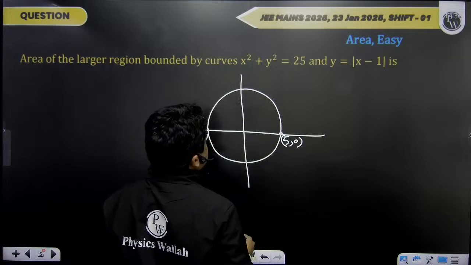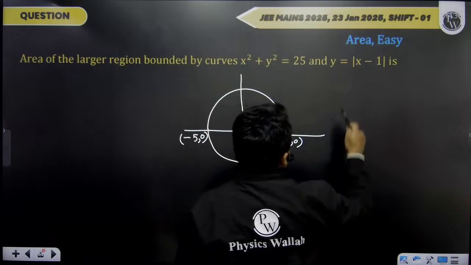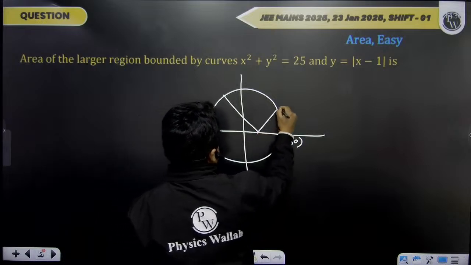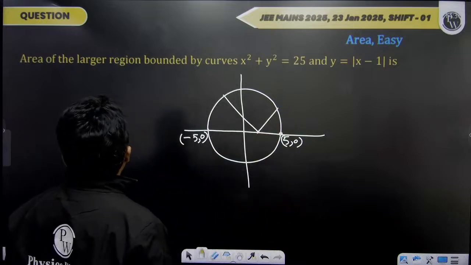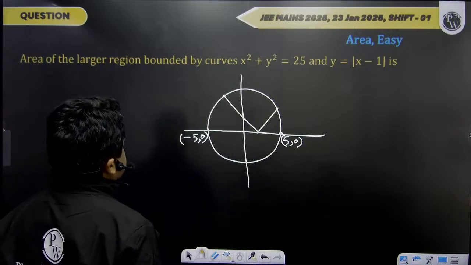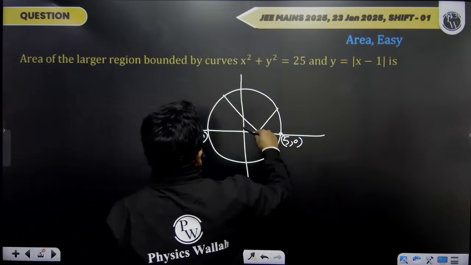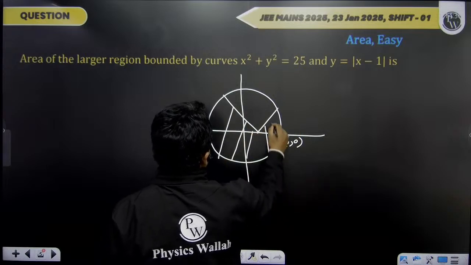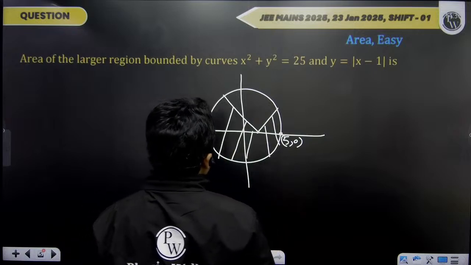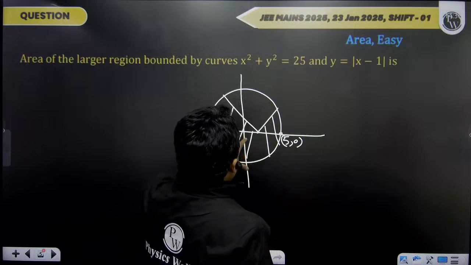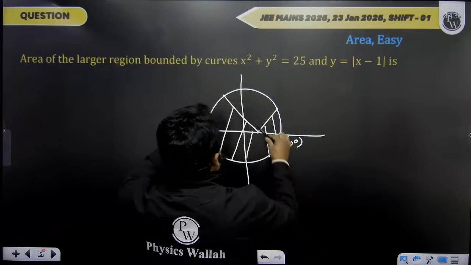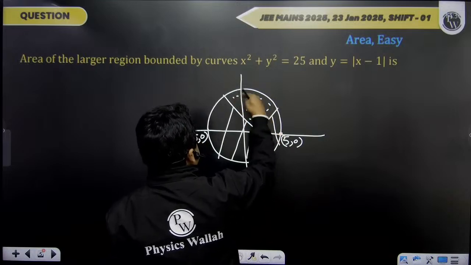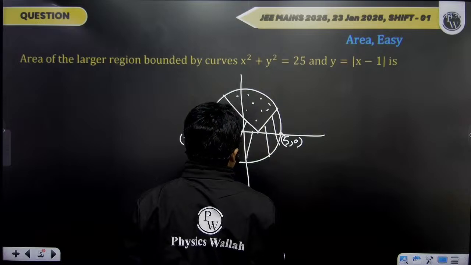And they have given one more curve which is y equal to mod of x minus 1. So mod of x minus 1 will be shifted here. So this will be our graph, right? So they said the area of the larger region bounded by the curves. So larger region means we have to find this total area. This is the larger region. All right. So this region, if you have to find, first of all we'll try to find this part, and from the total area, we'll subtract this area. So let's try to do that.